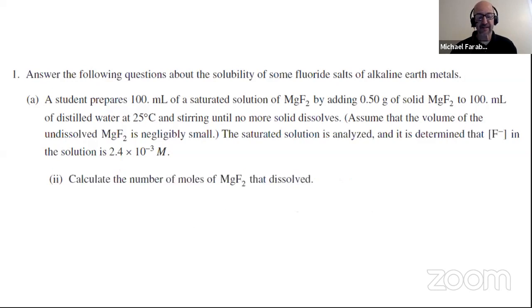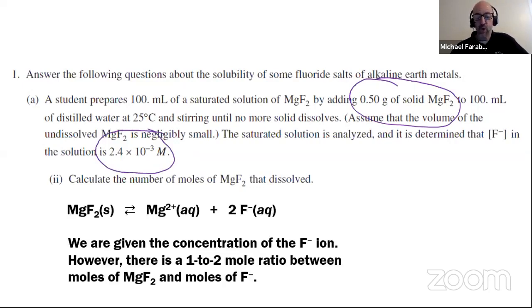The next part of this question asks us to calculate the number of moles of magnesium fluoride that dissolves. So we are not going to take the 0.50 grams of solid magnesium fluoride and convert that to moles. We have to assume that not all of that solid actually dissolves. Now we are given a number, and that number is the molarity, so the concentration in terms of moles per liter of the fluoride ion. But remember that there is a 1-to-2 mole ratio between the number of moles of the magnesium fluoride and the number of moles of the fluoride ion. So we have to make sure to include that 1-to-2 ratio in our conversion factor. Otherwise, if we calculate the number of moles of the fluoride ion, that will not be the number of moles of the magnesium fluoride. It would be twice as much, so we'll have to cut that number in half.